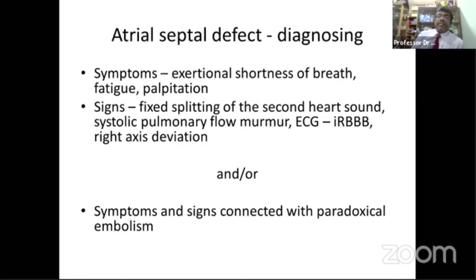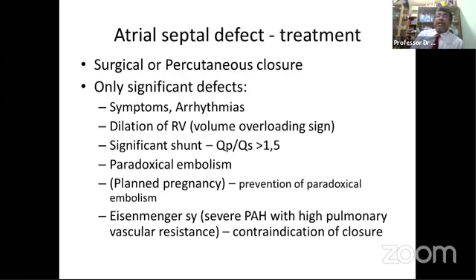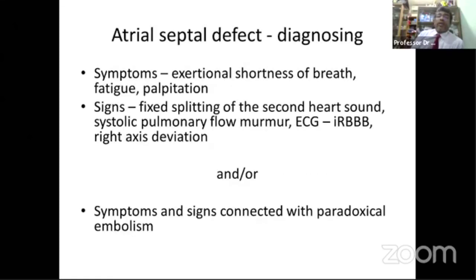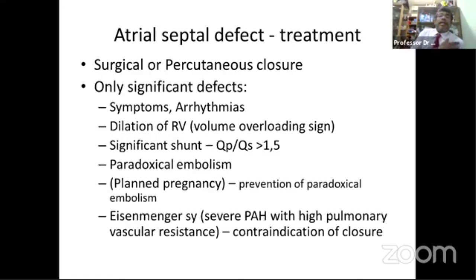This is the diagnosis: how the patient usually presents, what physical findings we usually get, and what investigational and laboratory findings we get in case of ASD. And these are the treatment options we have already discussed. There is surgical closure or percutaneous closure, that is a device closure. And usually we will do it when there are significant defects.